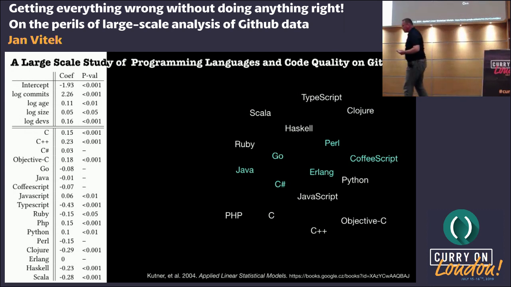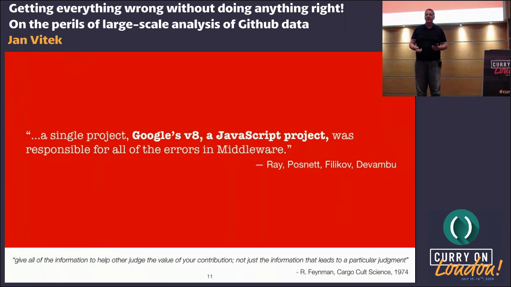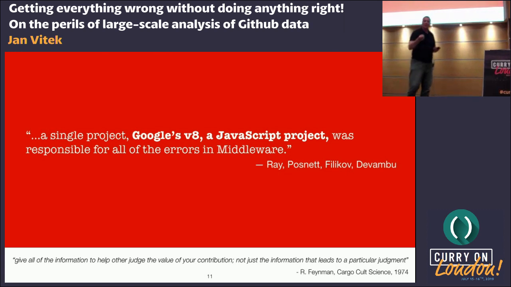So I read this paper when it was republished, and there was one sentence in the paper that kept bugging me. It's like this itch that you have, right? And the sentence said, a single project, Google's V8, a JavaScript project, was responsible for all the errors in the middleware category. So I know that V8 is a virtual machine for running JavaScript, but it is written in C++. So that kept bugging me, and I sort of said, that feels wrong, and if they get that wrong, what else?